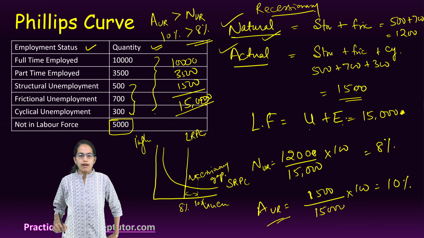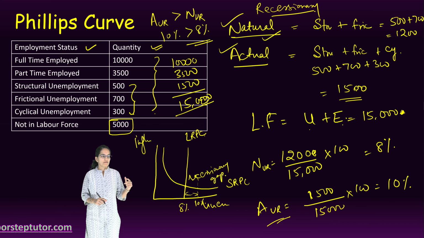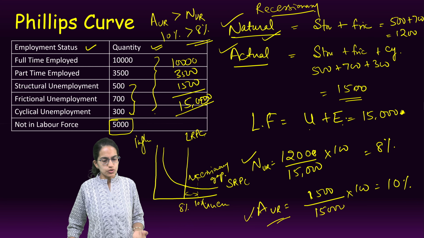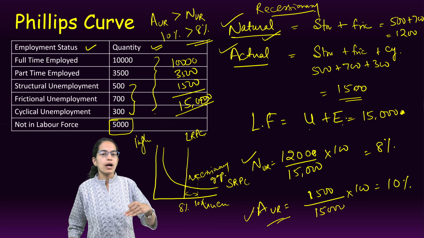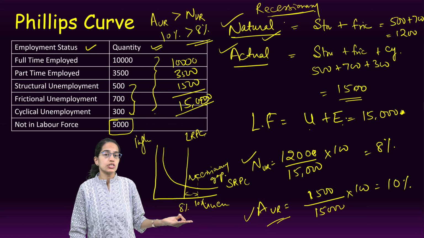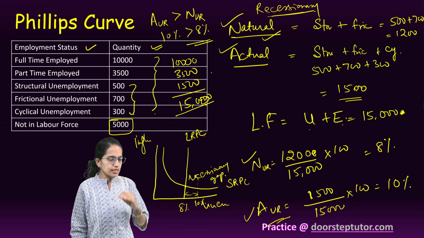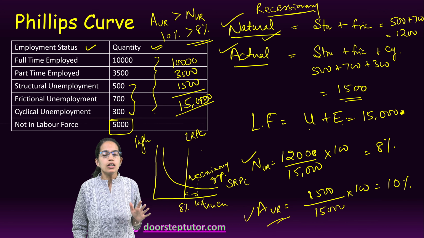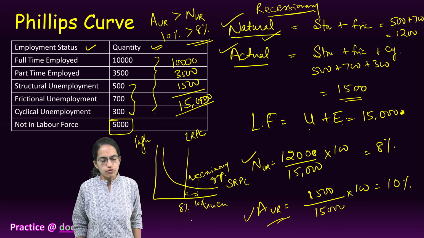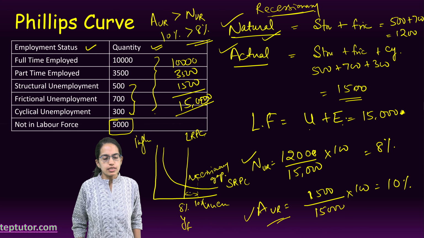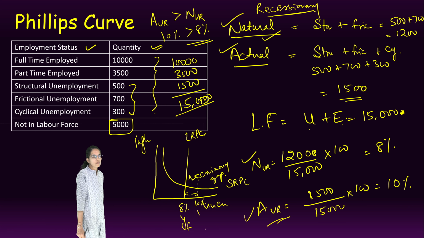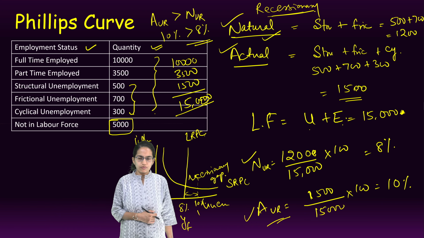Clear? So we have attempted all the parts of the question for this FRQ. One part was calculating the natural rate of unemployment and the actual rate of unemployment. The second part was finding whether it is a recessionary or an inflationary gap. And the third part was understanding and drawing a Phillips curve based on the given data. So based on the given data, the full employment is 8%. However, the actual rate of unemployment is 10%, which is beyond the natural rate, and therefore this is the curve that we would get here.